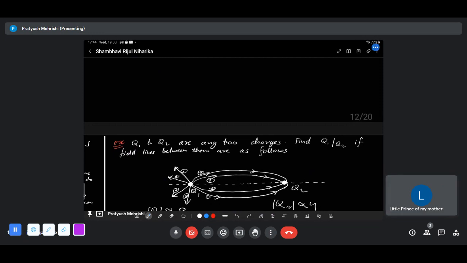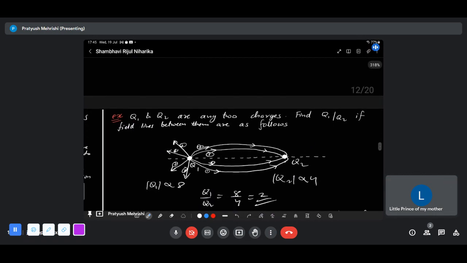One property is that electric field lines must be drawn in proportion with the magnitude of the charge. So by observing the electric field lines, we can say the magnitude of charge is proportional to the number of lines. Q1 is proportional to 8 and Q2 is proportional to 4. Therefore, the ratio will be what?